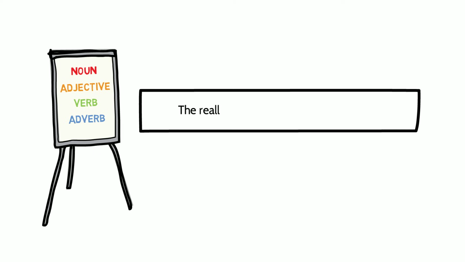Okay, so let's see if we can identify these 4 word types in a different example. The really happy man whistled cheerfully. So, like we did earlier, let's start by working out what the noun is here. We're looking for the object in the sentence. And that object would be the man. So, man is the noun.